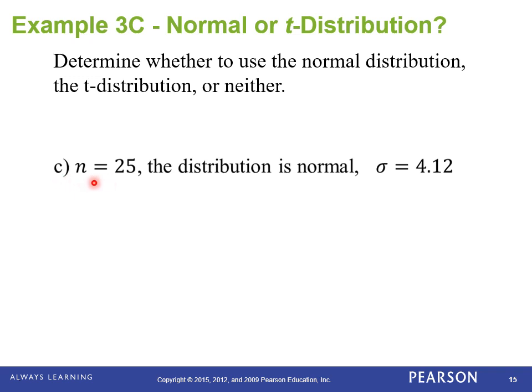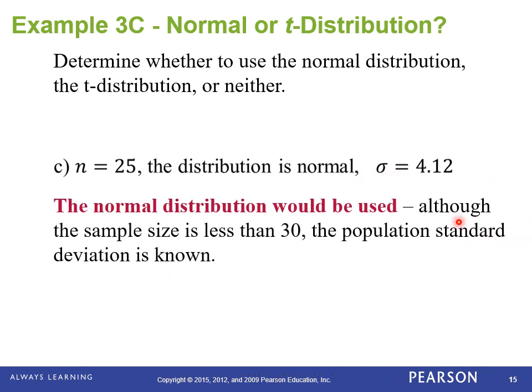For part C, it says that our n is equal to 25. The distribution this time is normal, and we know the population standard deviation to be 4.12. So it doesn't fit the first category. It's not greater than 30, but it is normally distributed, and we do know the population standard deviation. So this would be going down 2 and then over 1 as far as the chart goes. So this would be case C there. We can use the normal distribution. Even though it's less than 30, it's normally distributed, and we do know the population standard deviation, so we can use that.